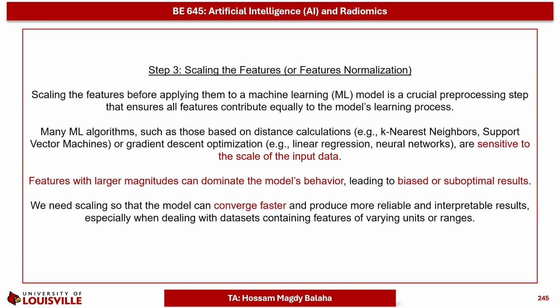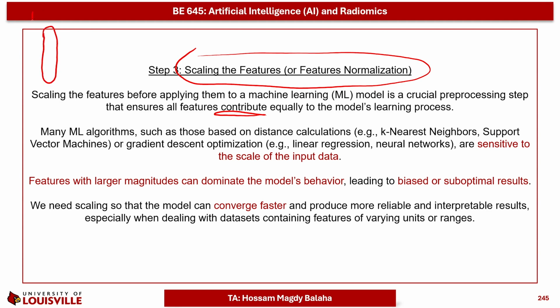The next step is scaling the features, also called feature normalization. Scaling the features before applying them to a machine learning model is crucial because it ensures that all features contribute equally to the model's learning process. As we mentioned multiple times, normalization is beneficial because sometimes you can find features with high ranges, maybe between 1K to 10K, and some features between 0 and 1, and some between -1 and 1. Scaling these features to the same range, assume between 0 and 1, will make them contribute equally, so that the model can learn to focus on discriminating between the classes themselves instead of the ranges.